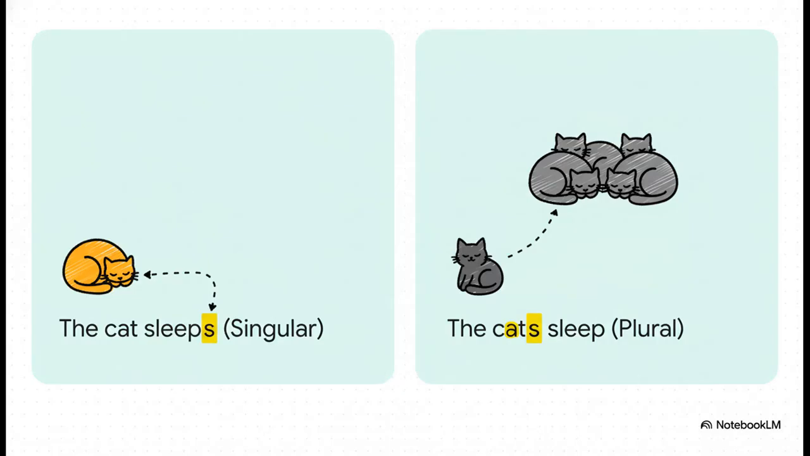Check this out. See the S on sleeps? That little morpheme is there because the syntax of the sentence tells us the subject, the cat, is singular. But look at the S on cats. That morpheme is there to tell us the subject is plural. The word endings have to agree with the sentence structure. That's morphology and syntax working hand in glove.